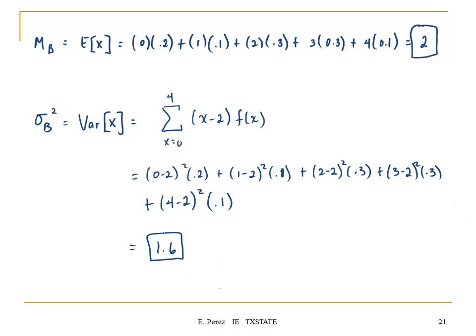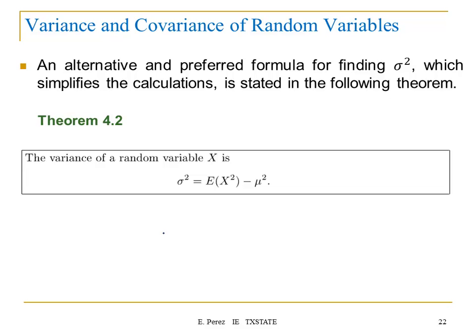There's another definition or an easier way to get the variance. You'll get the same number with just a different expression. I can show you how to get to this expression, but since we have limited time, I'm just going to give you the definition. But if you're interested, I can show you how to get to this expression for the variance. So an alternative and preferred formula for finding the variance, which simplifies the calculation, is stated in the following theorem.